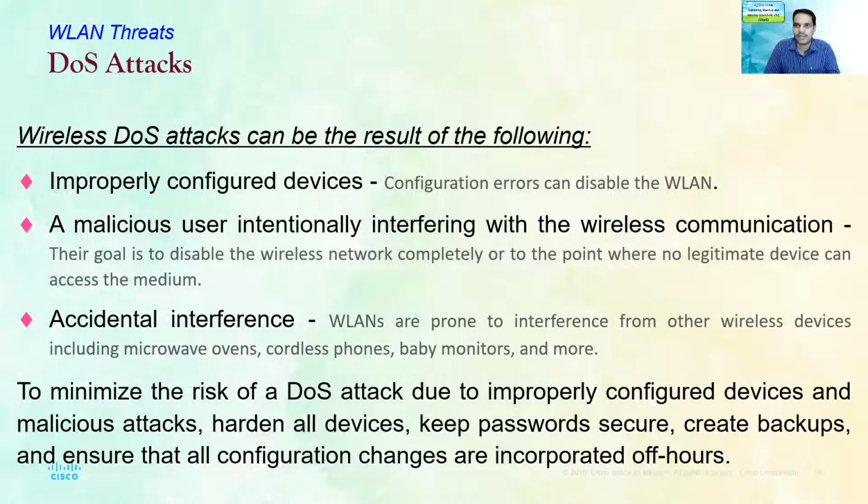It can be the result of an improperly configured device, some configuration error, which can disable the entire WLAN, and maybe a malicious user intentionally interfering with the wireless communication, their goal being to completely disrupt or disable the wireless network so that no device can actually access the medium. The third one is accidental interference, because WLANs are prone to interference from other wireless devices, which includes your microwave ovens, cordless phones, baby monitors, which work in the same frequency bands. There are many ways. These are the common things through which a device attack can happen.